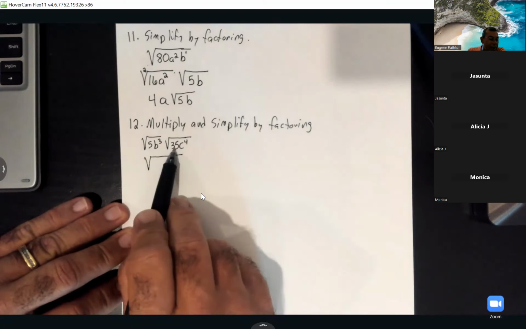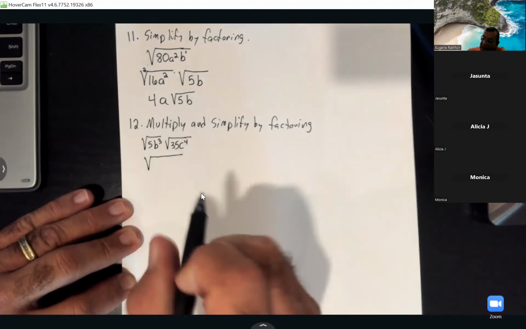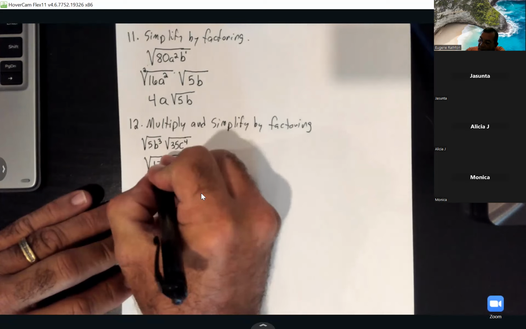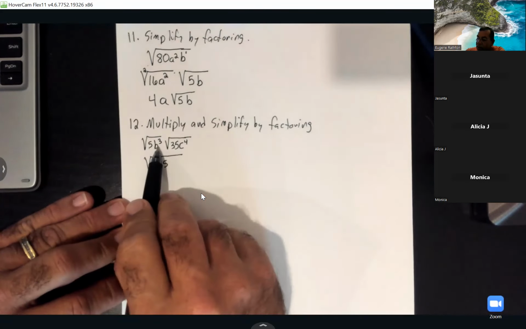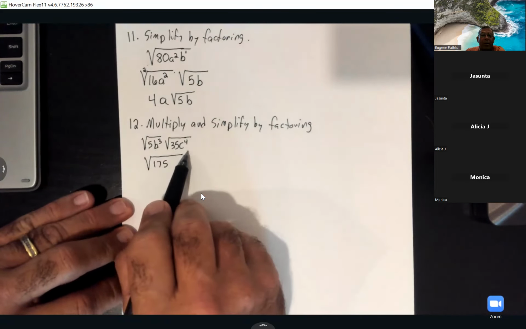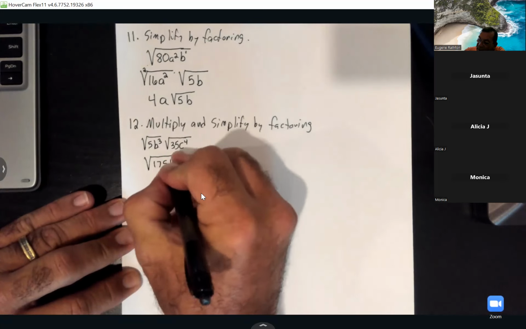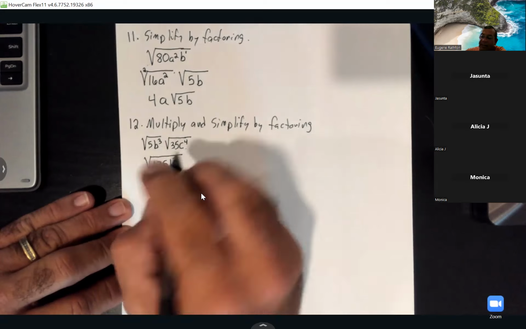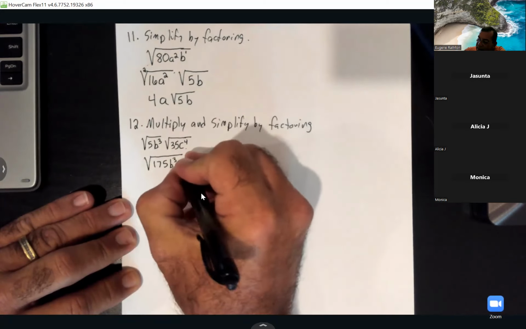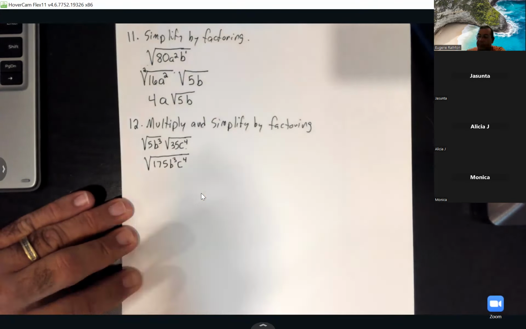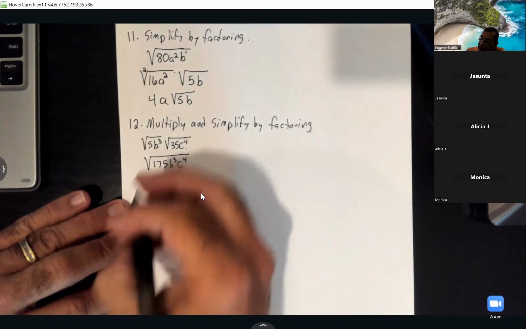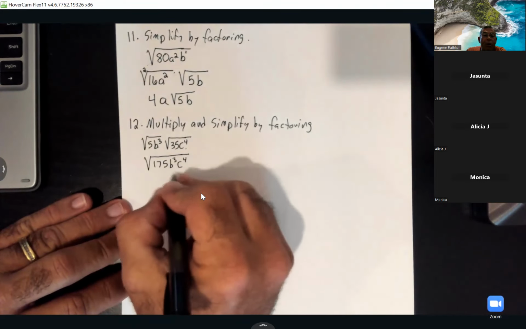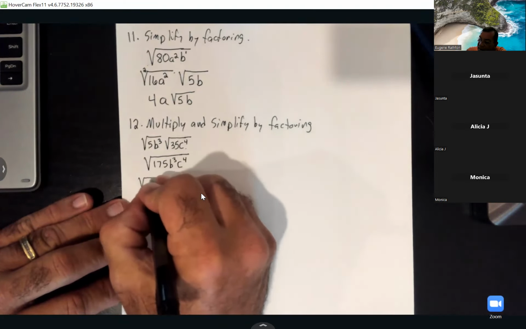So 5 times 35 gives you 175. So you have a b cubed here. There's no b's over here, so that's going to come down as b cubed. And then I have a c to the fourth over here. There's no c's here, so that'll stay c to the fourth. All righty, so now I've got my product. I'm going to now simplify that.